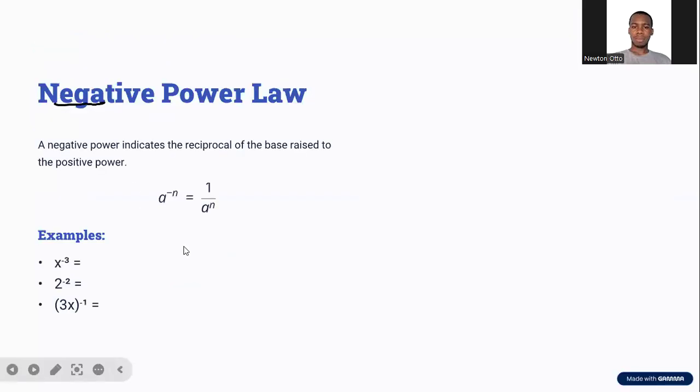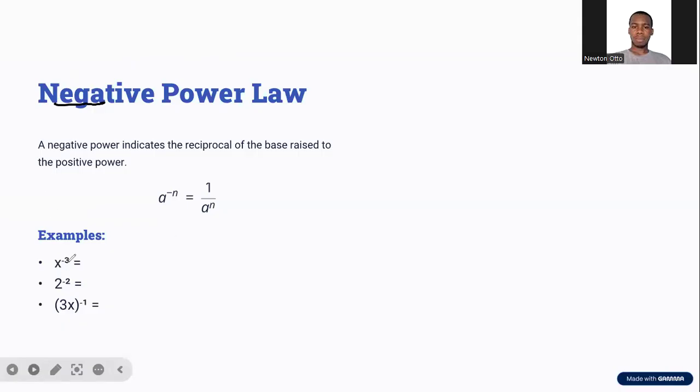And then we have negative power law. A negative power law indicates the reciprocal of the base raised to a positive power. So we have a raised to power negative n equals 1 over a raised to power n. So just repeat itself, but don't put the negative power.